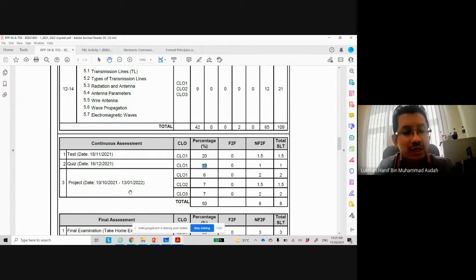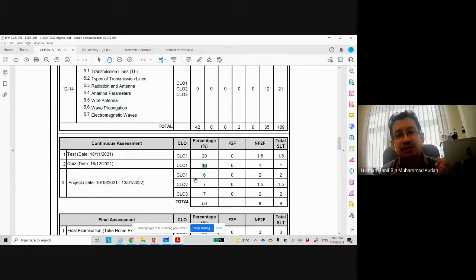Okay, and then project, this is a group project. So it will start from week 1 until week 14. Okay, sebenarnya tugasnya tidaklah perlu sampai 14 weeks sebenarnya. So kita berikan masa yang panjang untuk pelajar berbincang dan membuat laporan yang terbaik lah. Okay, so I will explain about project.